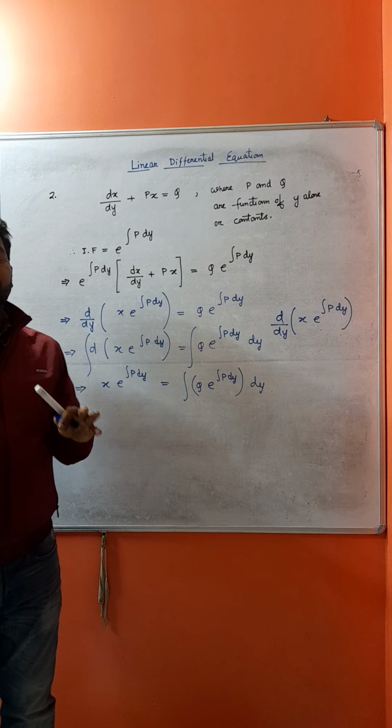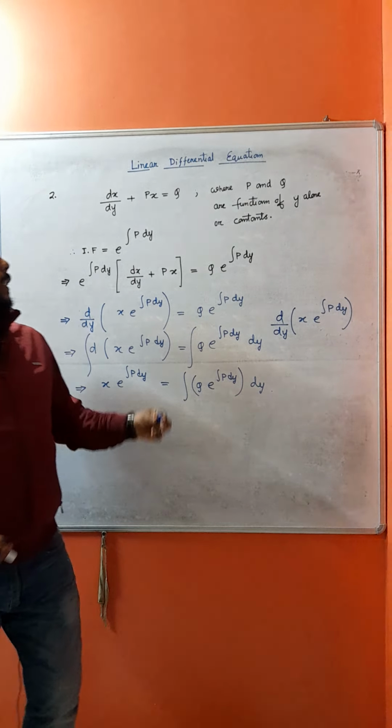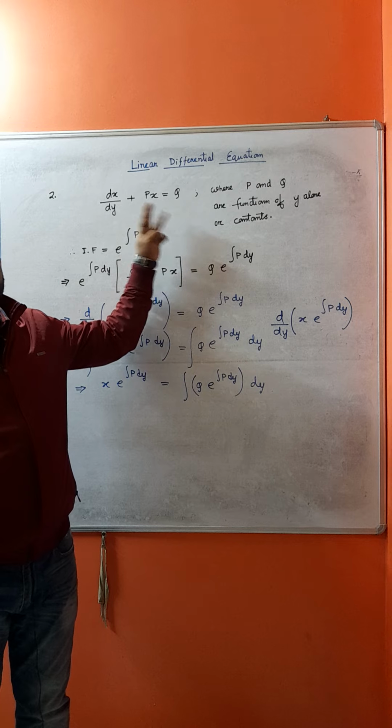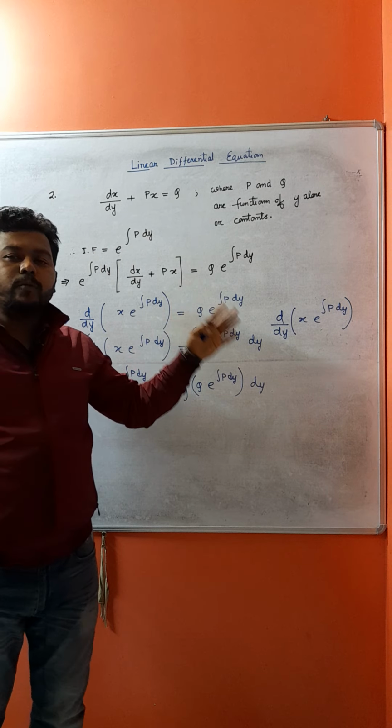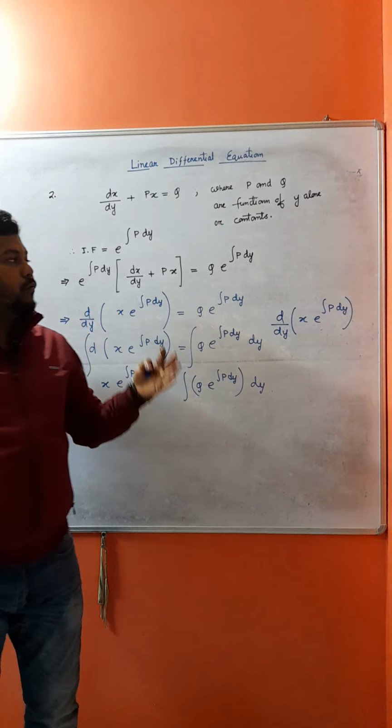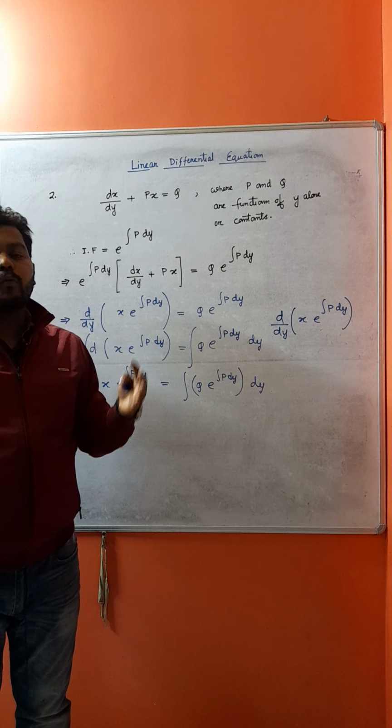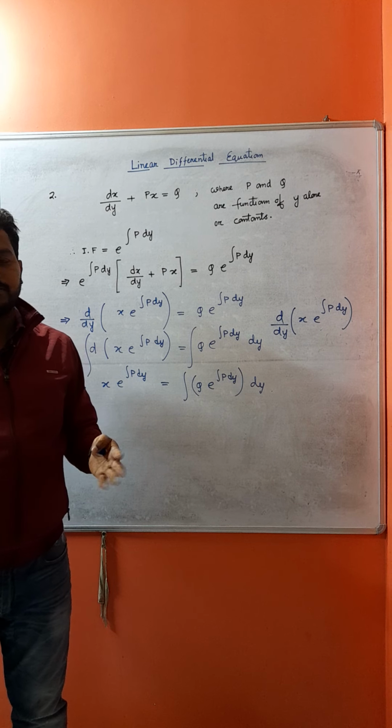Here the main objective is to find out the values of p and q. In form 1, p and q will be in terms of x or constants, and in form 2, p and q will be in terms of y or constants.